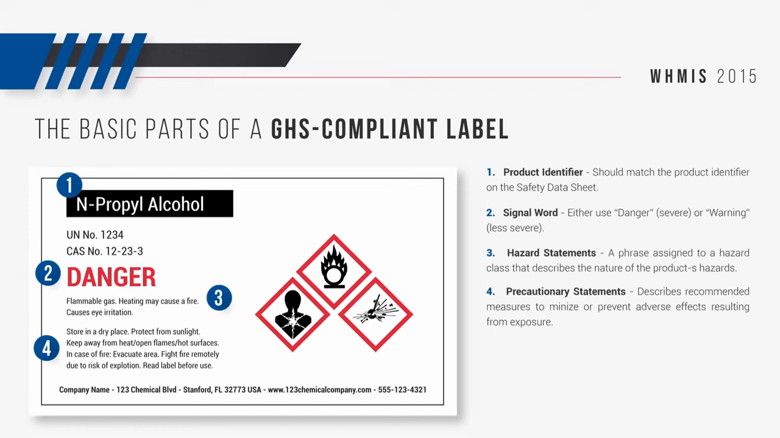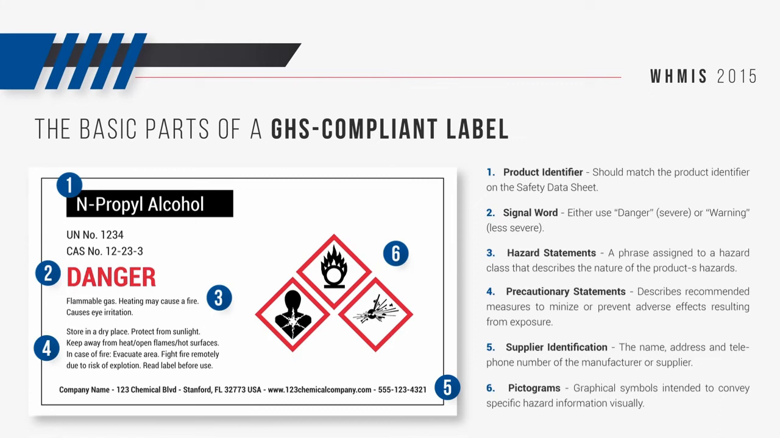Number 5 is the supplier identification, which includes their name, address, and telephone number. Number 6 is the pictograms that warn you of the specific hazards of the product. Always review this information in detail before using the product. It could save your life.